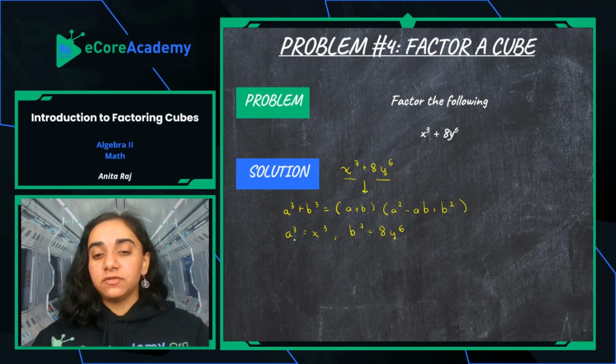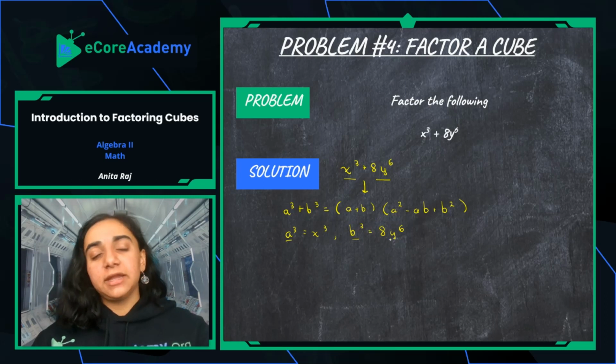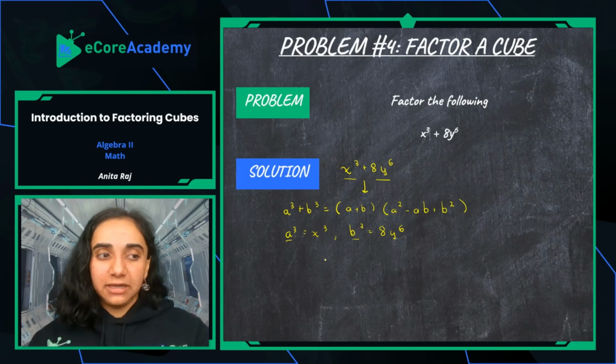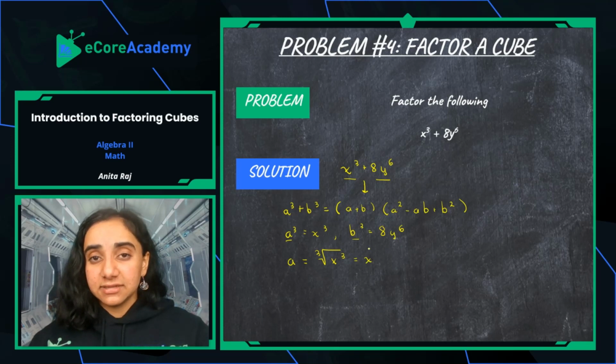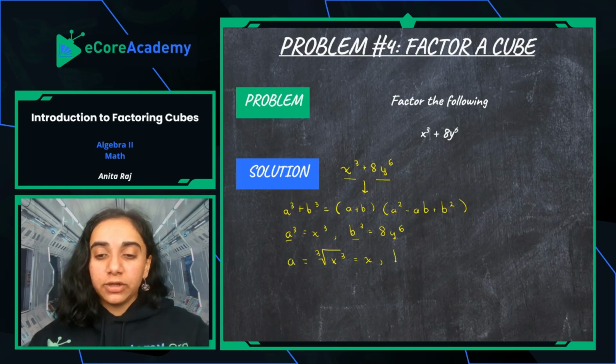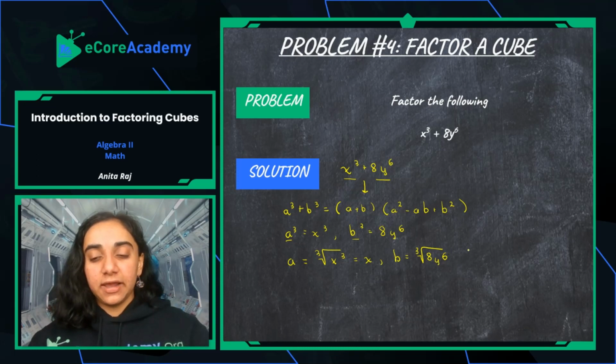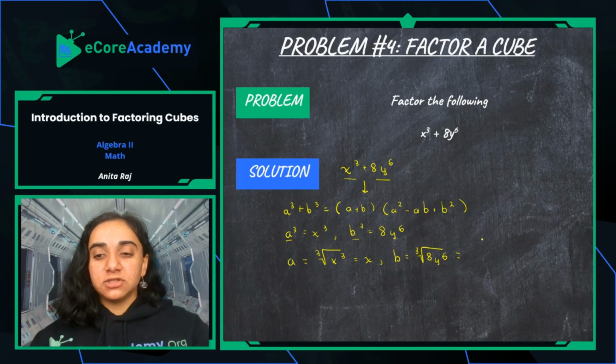And we're going to be trying to find out what a and b are by cube rooting x cubed and 8y to the 6th, sorry, I keep saying 8y cubed. A is going to be equal to the cube root of x cubed, which again is just equal to x because x times x times x is equal to x cubed. And then b is equal to the cube root of 8y to the 6th. So let's think of 8y to the 6th. It is one term, but let's split it into 8 and then y to the 6th. Well, the cube root of 8, as we know, is 2 because 2 times 2 times 2 is equal to 8.